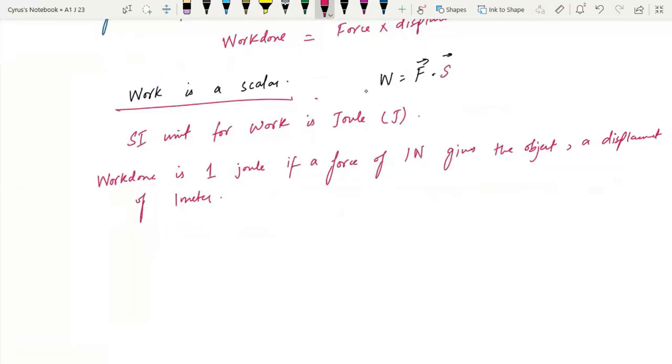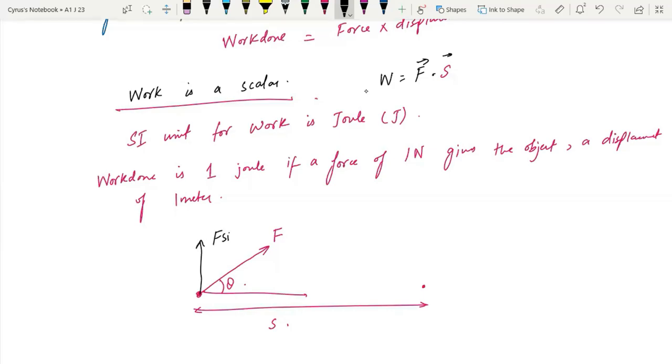Now we have multiplied force with displacement. If you have this force, and this angle is theta here, and as a result, this particle moves a displacement S. So what is the work done here? What do you think? If you'll make some components, this is F sine theta. This is F cos theta.